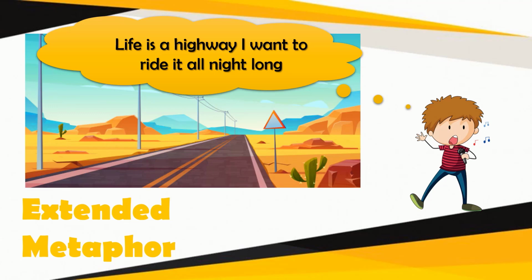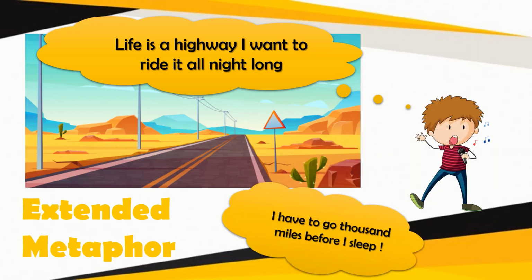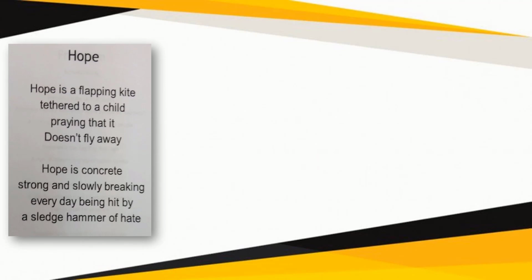There are many metaphors regarding life and the highway or the road sense. There is another very famous line, I have to go 1,000 miles before I sleep. Here, sleep means that before I die, before my life ends, and 1,000 miles means that I have many, many tasks to do before my life is ended. So, did you notice how, in a very nice and beautiful way, the writers can express themselves using similes and metaphors?